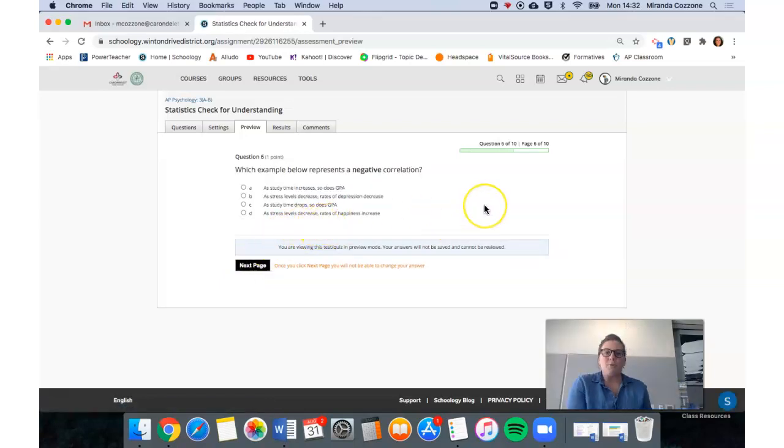Which example below represents a negative correlation, right? So remember, in a negative correlation, one variable goes up, one variable goes down. All right. So here, it would be, as stress levels decrease, rates of happiness increase, right? Stress is doing this, happiness is doing this. In all of these other ones, we have a positive correlation. Study time goes up, GPA goes up. Stress levels decrease, depression decreases. Study time drops, GPA drops. So D is the correct answer.